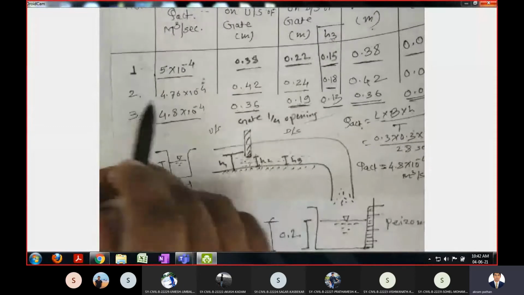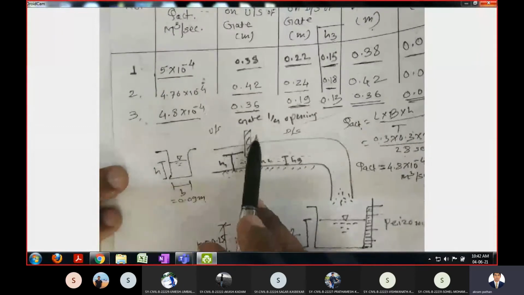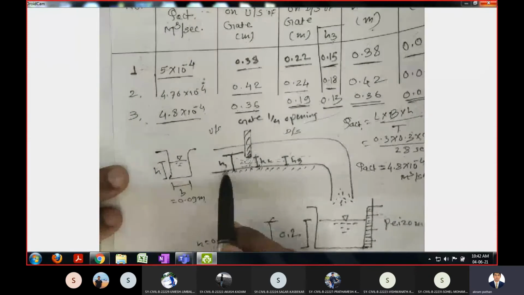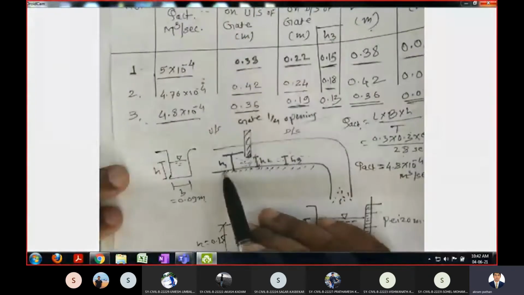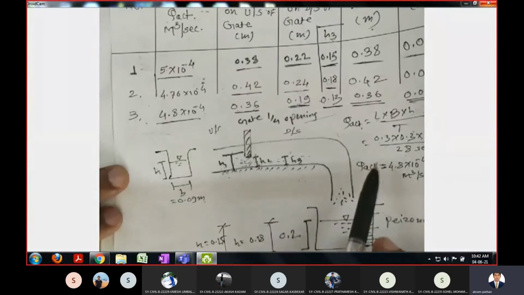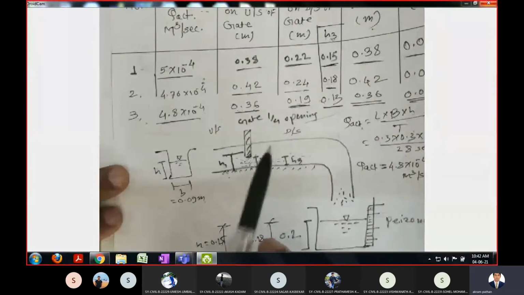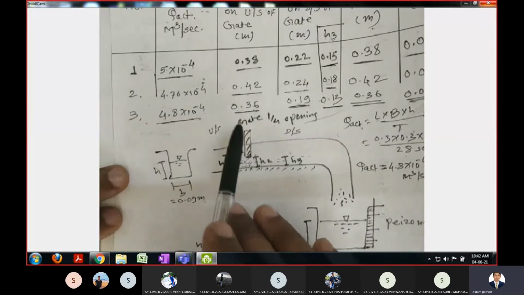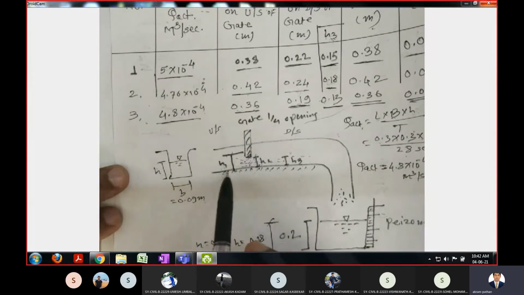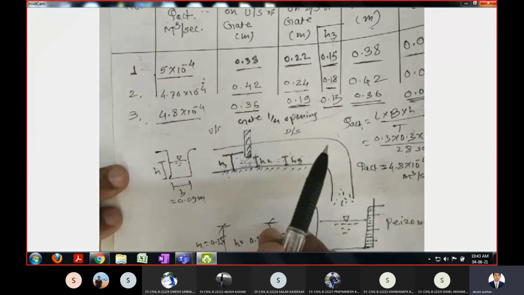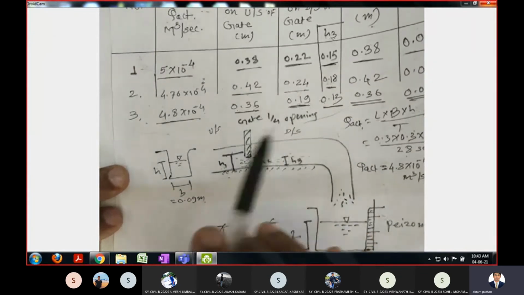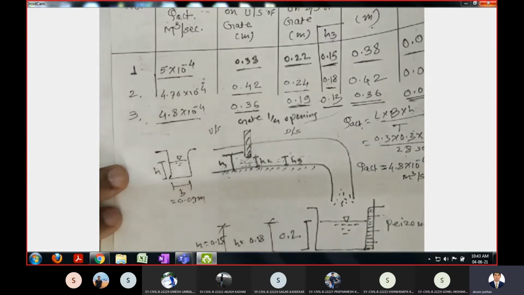Now for the second reading, what we have to do, we have to open half gate now, and we have to record again these parameters H1, H2 and H3, and we have to calculate Q actual and all these parameters. Then for the third reading, we have to open full gate, and we have to record H1, H2, H3 and Q actual, and the rest of the calculation we have to do with the same formulas. Okay, so this is how we can conduct the practicals.